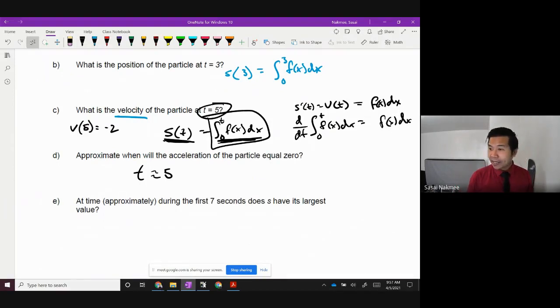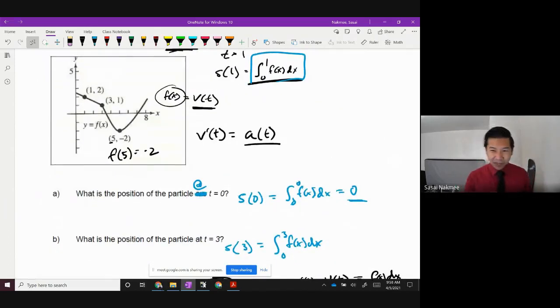And for part E, at time approximately during the first 7 seconds, man, not only does that have a typo, I just read that horribly wrong. At what time during the first 7 seconds does S have the largest value? The largest value of S occurs when V changes signs from positive to negative.